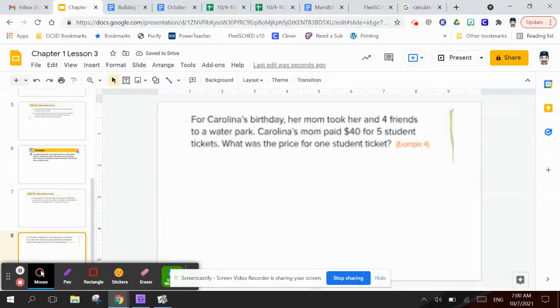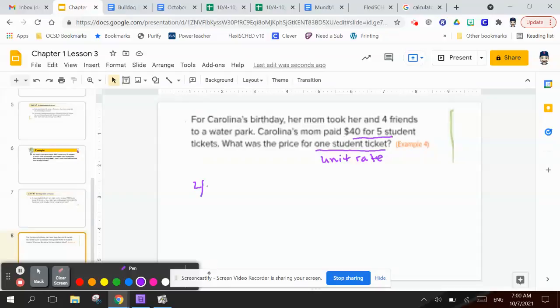And the last one, for Carolina's birthday, her mom took her and 4 friends to a water park. Carolina's mom paid $40 for 5 student tickets. What was the price for 1 student ticket? So here, we're looking at 1 student ticket. So that means that we're looking at unit rate. So our denominator has to be 1. So I know she paid $40 for 5 tickets. I want to know, what did she spend for 1 ticket?